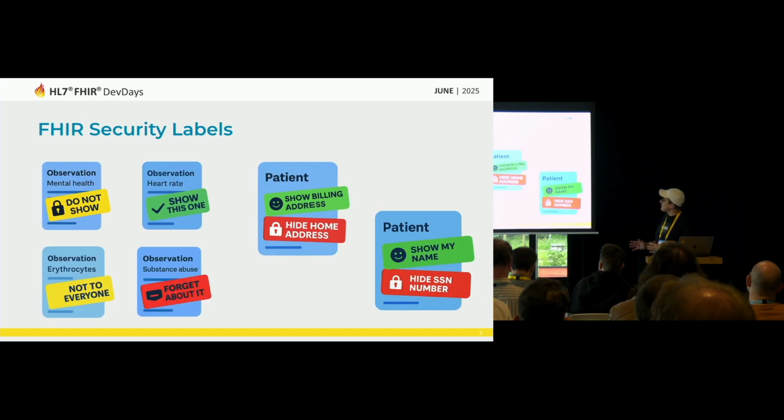And FHIR gives us security labels. It is a tiny but quite powerful concept attached to a resource. Let's imagine this slide in my presentation is our FHIR database. And we can take tags or labels and attach these tags to a resource right inside the database, but not only to the resource, but to a specific field in the resource. And these labels will tell our FHIR server who can see this information.